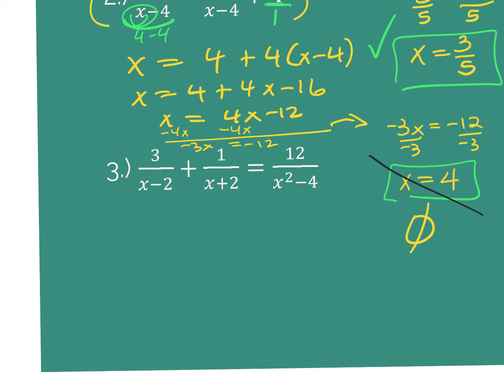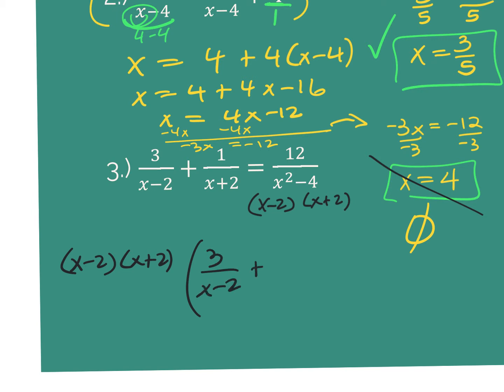Now remember, when you're looking for the LCD, you should always factor the denominator first. So I'm going to factor this into x minus 2, x plus 2. So that's my common denominator. So x minus 2, x plus 2, and I need to distribute that to everything. I'm just rewriting because it's kind of cramped up there. And I can leave that like that. Just know that it's really the x minus 2, x plus 2.